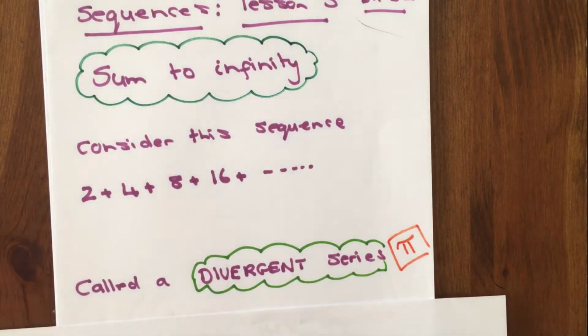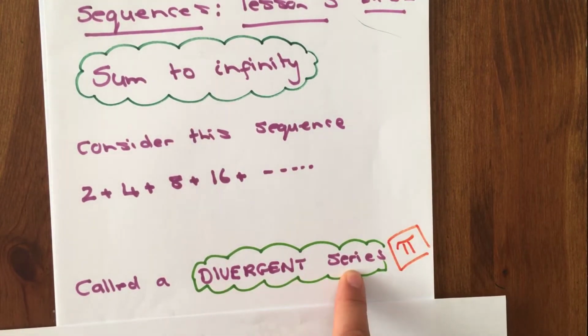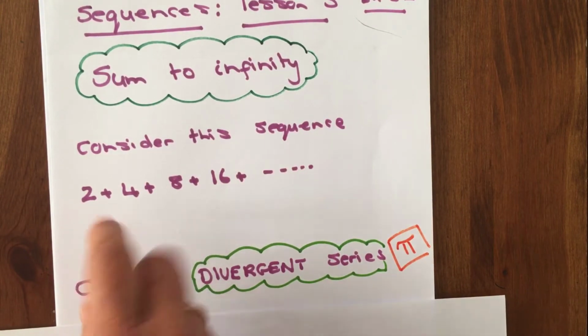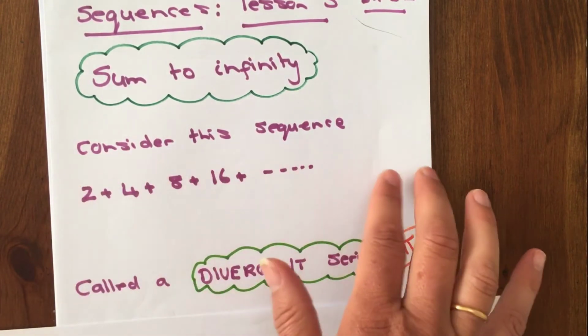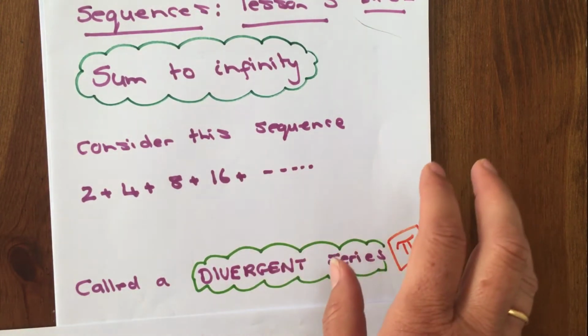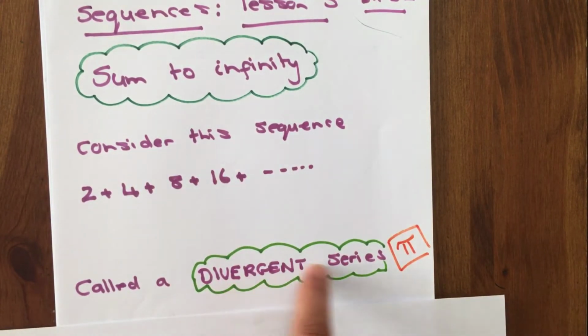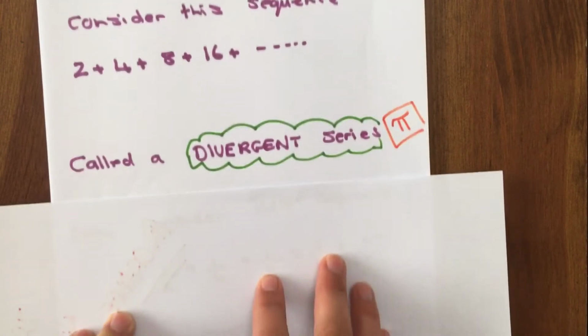We call this a divergent series, or a divergent sequence, because the sum does not go towards a finite number. It will just get bigger and bigger. Write this down, please: divergent sequence or series.